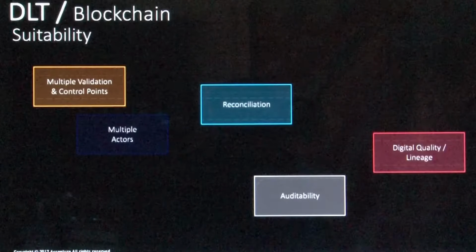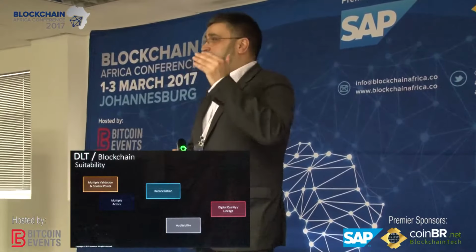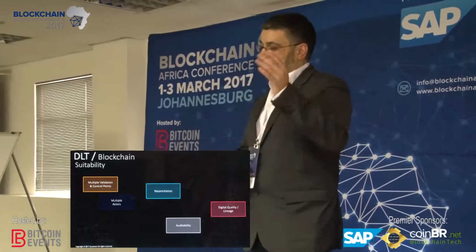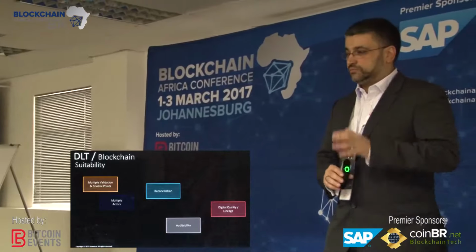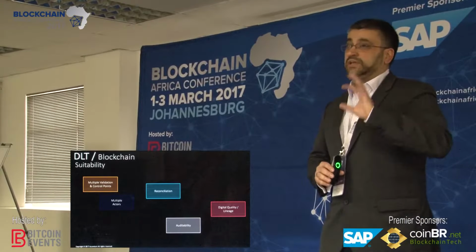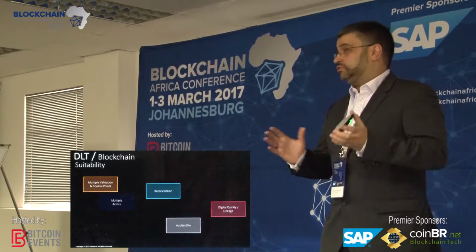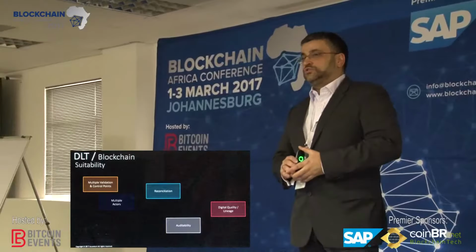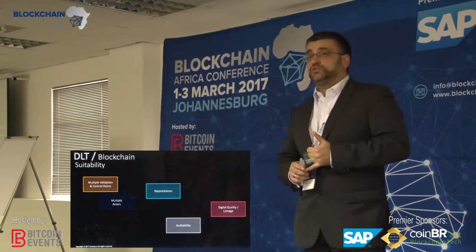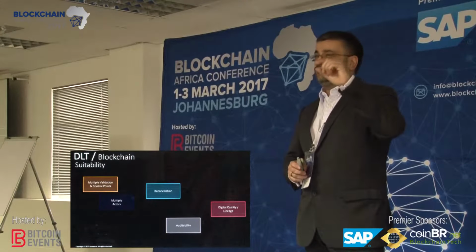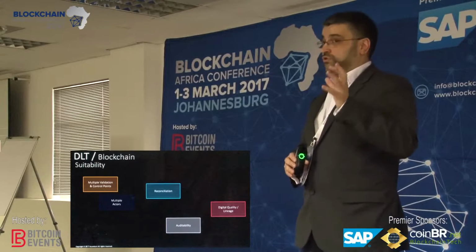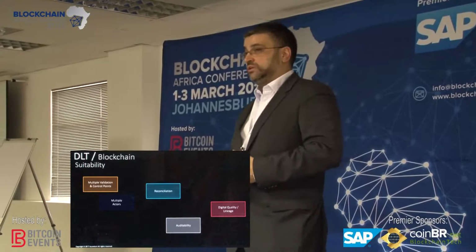But we always get the request: what's the best use case for us? We end up spending a lot of time filtering those out, and we've come up with a quick criteria. I have a more detailed one at the end of this presentation, but this is a quick test to determine whether a use case is a good one for a blockchain or distributed ledger application. First of all, if there are multiple validation and control points, meaning multiple entities providing some form of validation and a control function, this is a great example of where you can apply DLT or blockchain technologies.